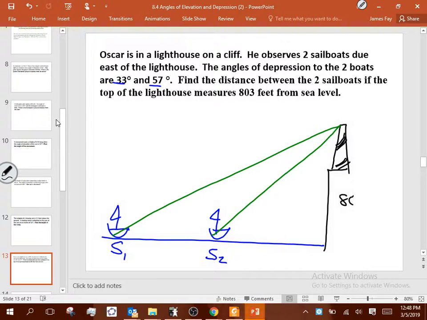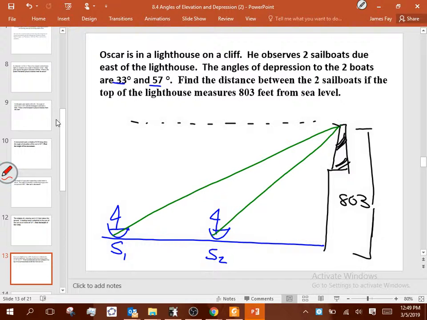So this distance here, it's 803. Okay. Now it says the angles of depression. Angles of depression are created from a line of sight, so the green lines, and a horizontal, right? We have to add that horizontal in. Now think about this. Which one of those, the horizontal to S1 or the horizontal to S2, is going to be 33 degrees? S2.